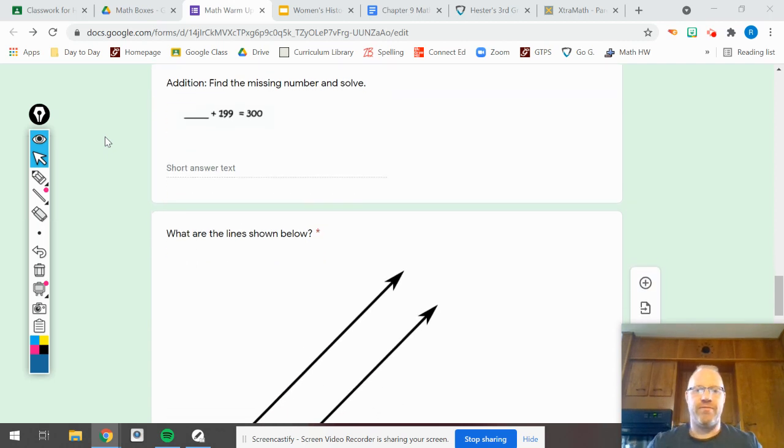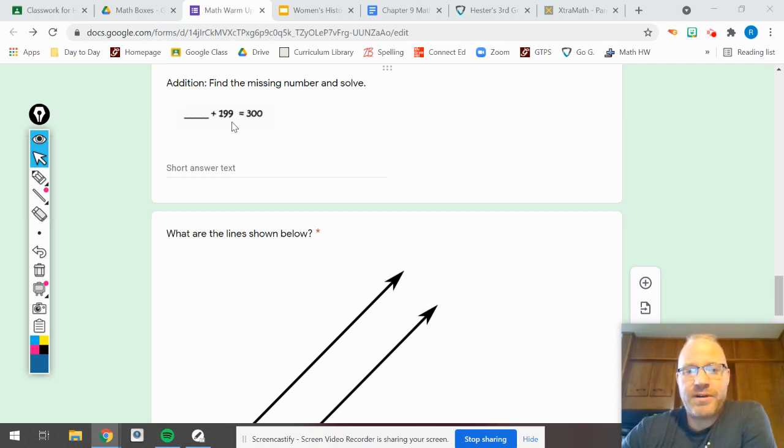All right, so now finding the missing number. Now yesterday or Friday or I don't know, last week, we learned that when you have an equal sign with a number on both sides, you have to do what's called the inverse operation to solve. So in this case, we would be adding something to 199 to get 300. In this case, we have to subtract 199 from 300 to know what's missing, unless you could do this in your head. So let's talk about it.